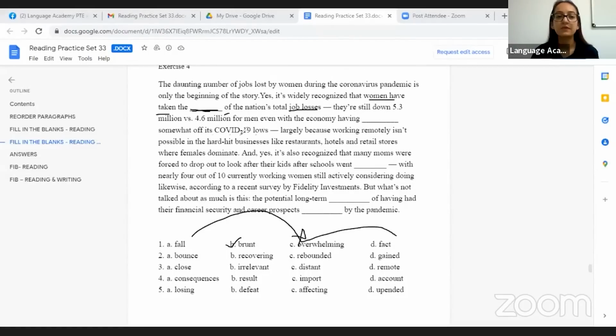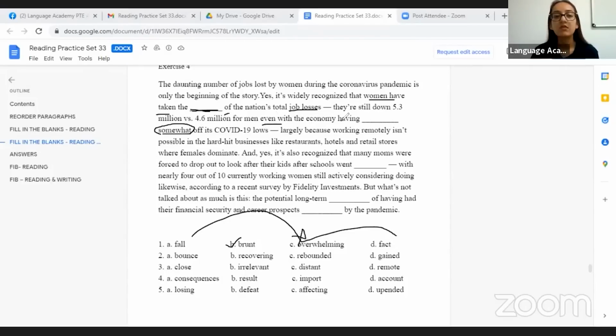They are still down 5.3 million versus 4.6 million for men, even with the economy having dashed somewhat off its COVID-19 lows. So, somewhat is also an adverb, you can add it to your list. With the economy having dashed off its COVID-19 lows. So they say this is still the case that women are unemployed, even when something positive has happened, still they are unemployed. So the writing style tells us that this has to be something good with the economy.